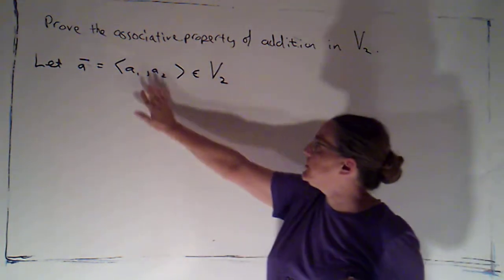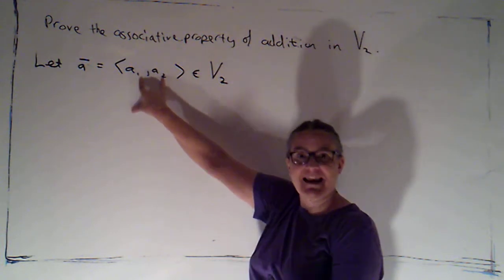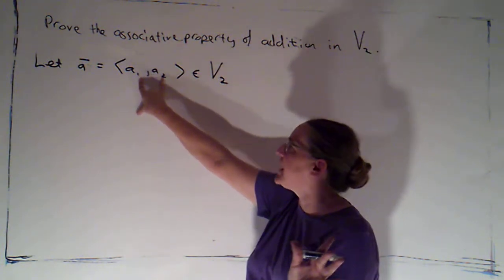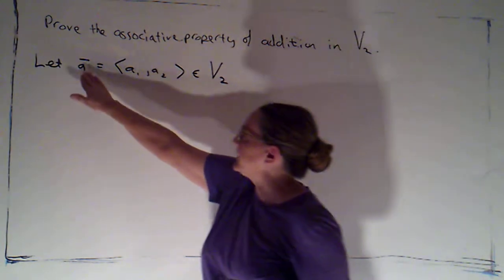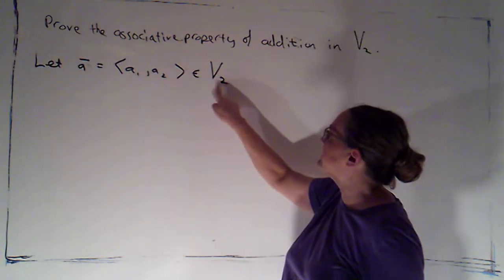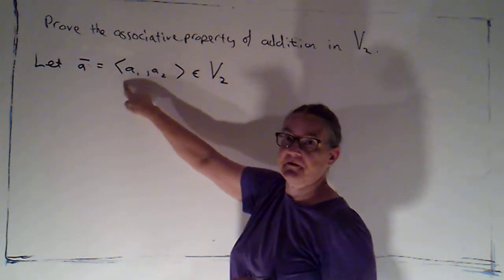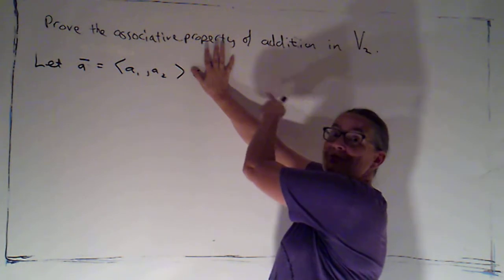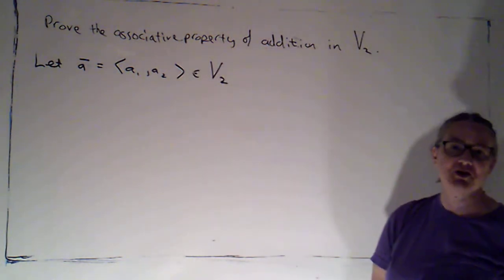I'm going to be doing the proof at the component level because these components are real numbers and I know stuff about real numbers. We don't know a whole lot about vectors yet, okay? But the statement of the associative property involves vectors. So I've got the name of the vector, I've named the components, and by saying this is in V2, that tells me that these guys are real numbers. If I didn't say that, I'd have to then say where A1 and A2 are real numbers. Okay, a lot faster to just say this is a vector in 2 space.